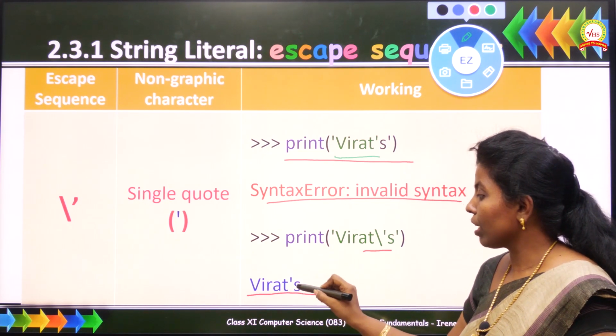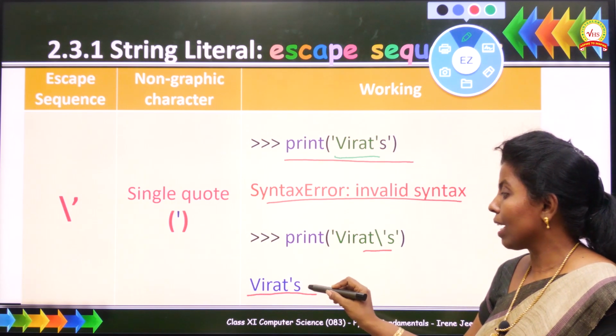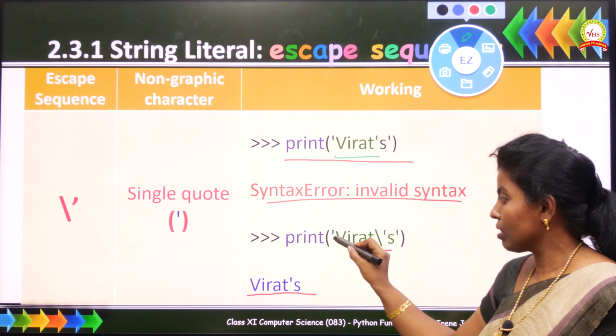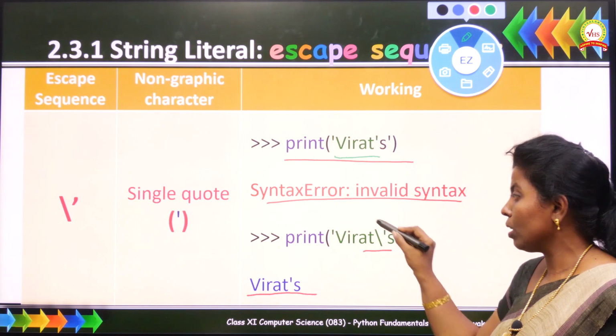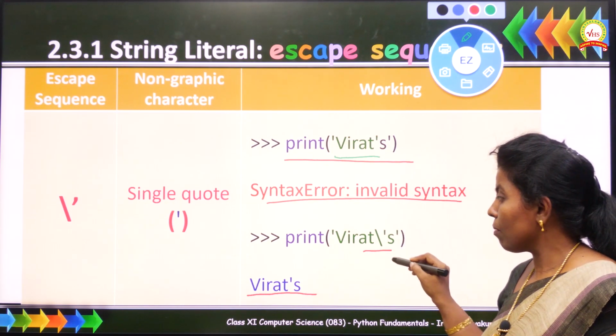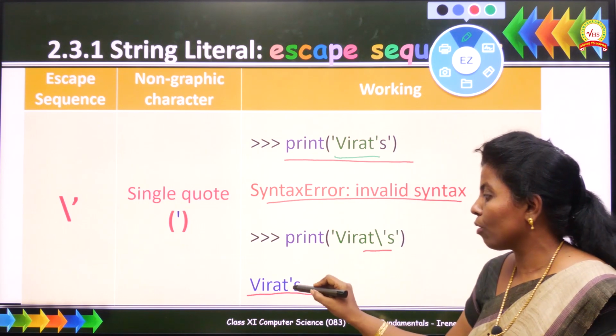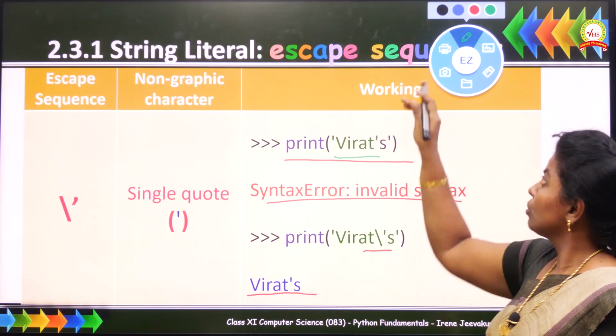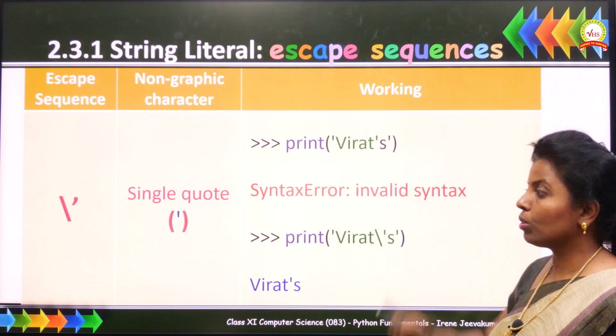So I have got the output as the one I have expected. So I have got Virat's. Like the single quote has been printed inside this. So I have started with a single quote, ended with a single quote. Here inside I have used backslash single quote. So in place of backslash single quote, I have got a single quote over here. So this is the way the backslash single quote works.